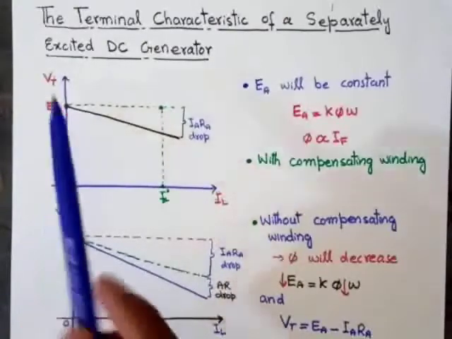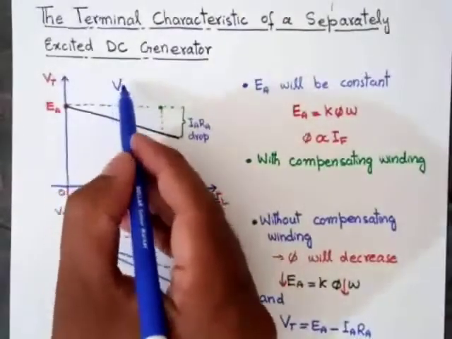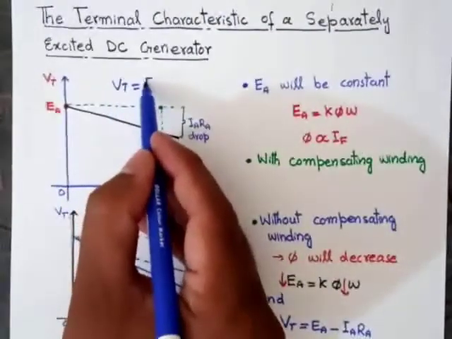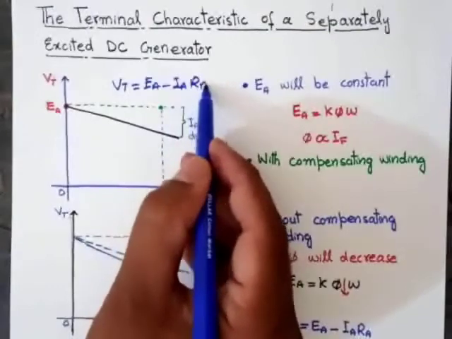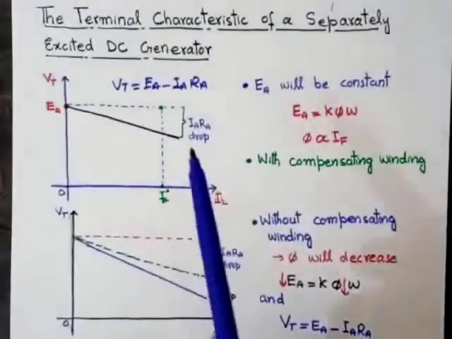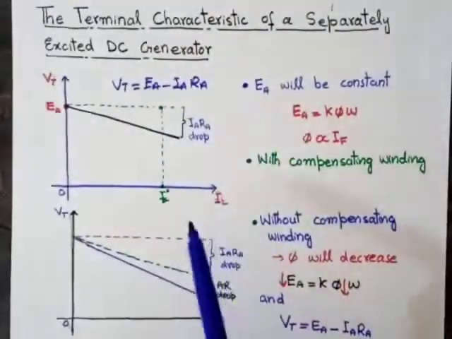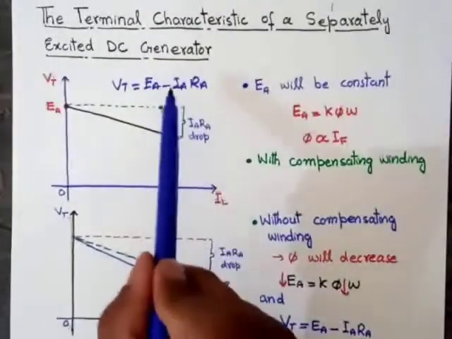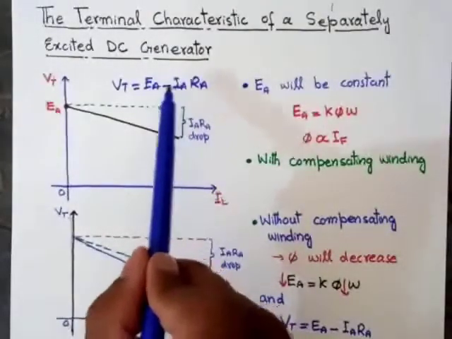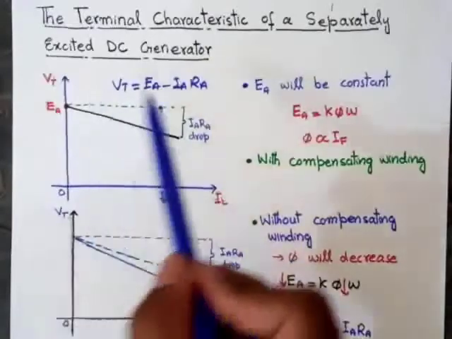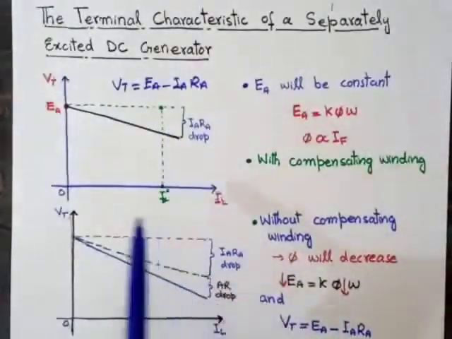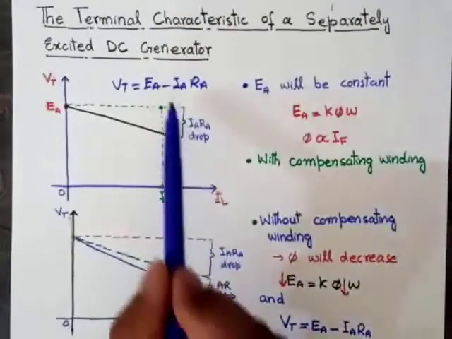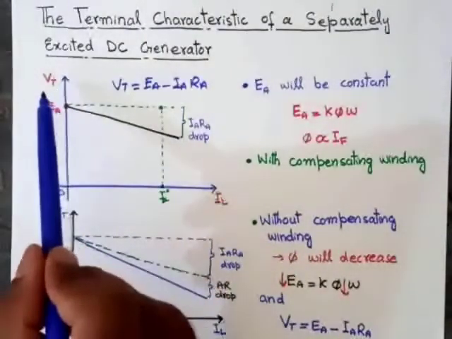As we know, Vt is equal to Ea minus Ia into Ra. Ia is equal to IL, and the relationship between the armature current and the terminal voltage is inversely proportional due to this minus sign. So this is the line current or armature current, and this is the terminal voltage.